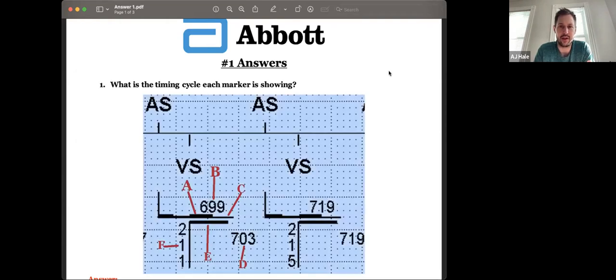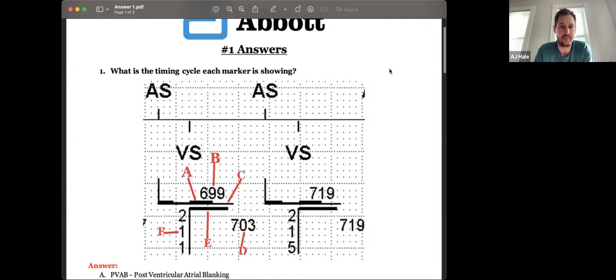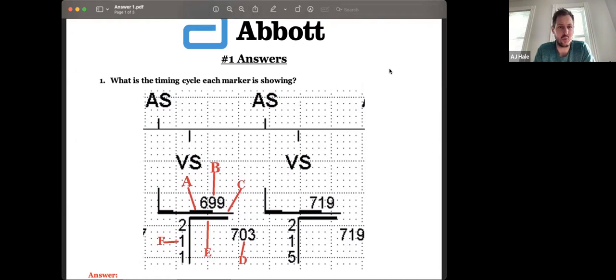So let's go ahead and just go down the line here, but I think you'll see it as we go. Question 1, has anyone had an opportunity to really go through this or analyze this? These are the marker channels on an Abbott device. This is kind of like the telltale of an Abbott.